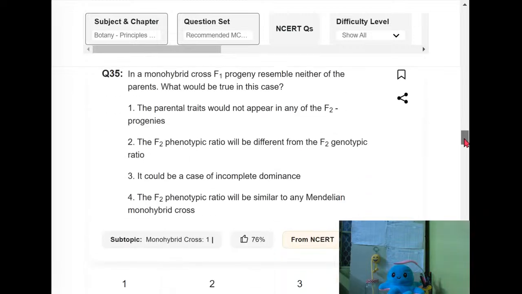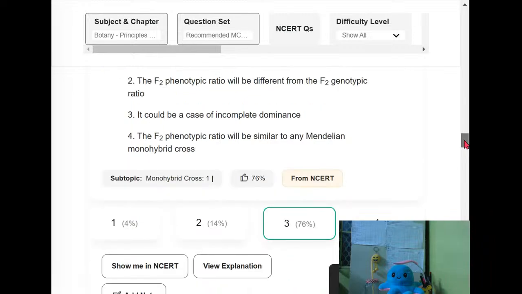Recessive. In a monohybrid cross, F1 progeny resemble neither of the parents. What would be true in this case? The parental trait would not appear in any of the F2 progeny. The F2 phenotypic ratio will be different from the F2 genotypic ratio. It should be a case of incomplete dominance. The F2 phenotypic ratio will be similar to any Mendelian monohybrid cross. Okay, it should be a case of incomplete dominance. This is the right answer, yes.